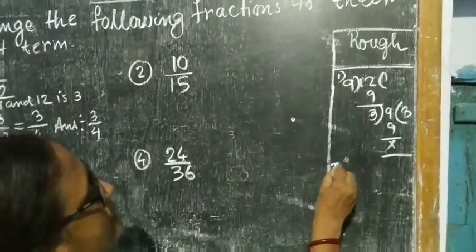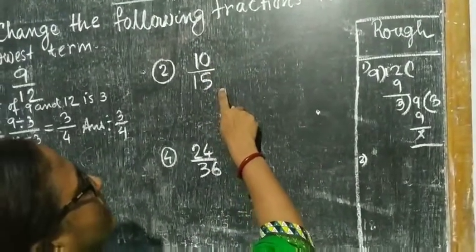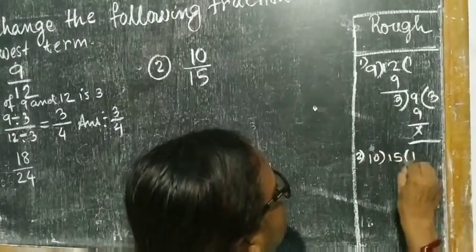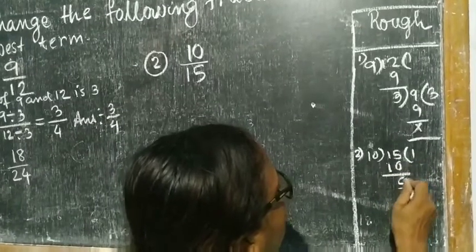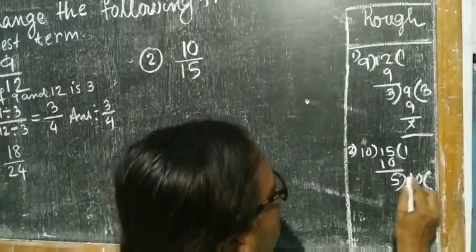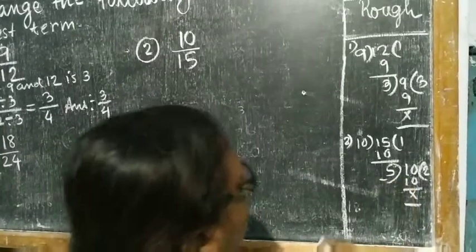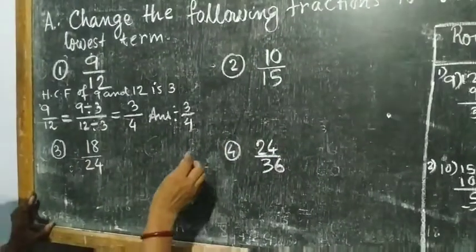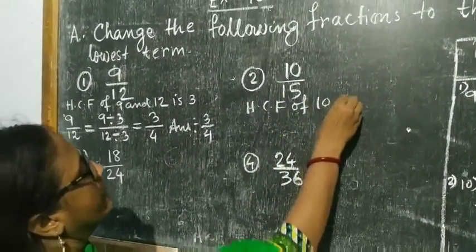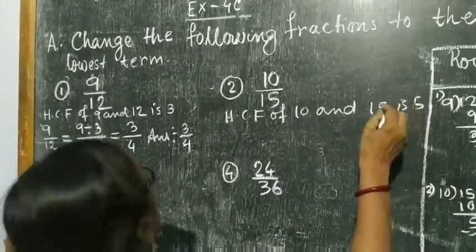Sum number 2. So you have to first find out the HCF of 10 and 15. Which number is bigger? 15 is bigger. So divide 15 by 10. 10 ones are 10, 5. Now divide 10 by 5. So 5 twos are 10. So the HCF is 5. So the HCF of 10 and 15 is 5.